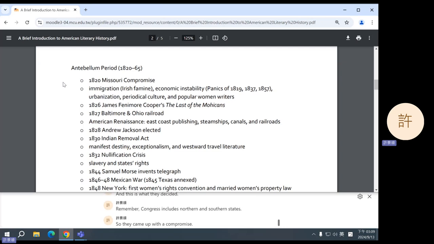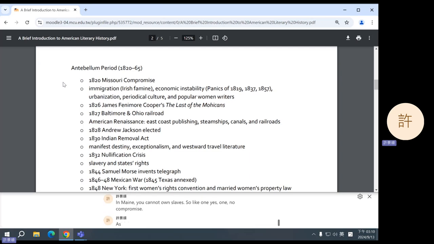They let Missouri in as a slave-owning state. You could own enslaved people in Missouri. But at the same time, they also let in the state of Maine, 免恩州, in the Northeast, which was bought from Canada. In Maine, you cannot own slaves. So like one yes, one no. Compromise.